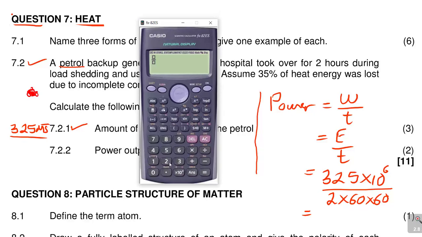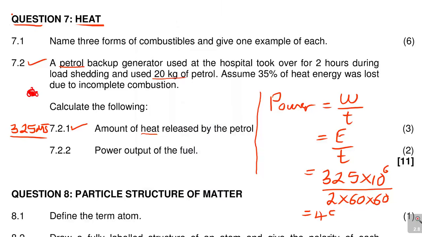In this case, it is 325 times 10 to the power 6 over 2 times 60 times 60. And then if you do that, you will get that the answer in this case was 45,138. You can divide by 1,000 if you want. So it's 45,138,89. And you know what is that?